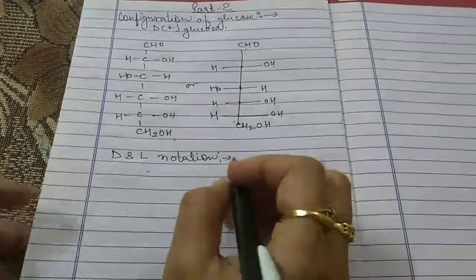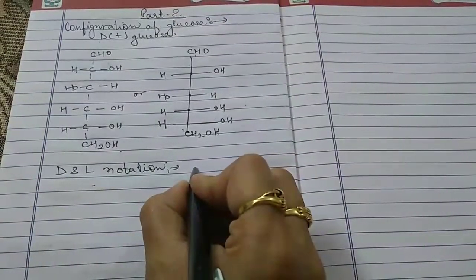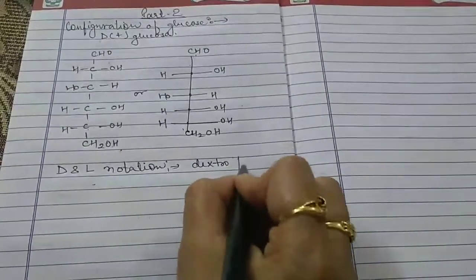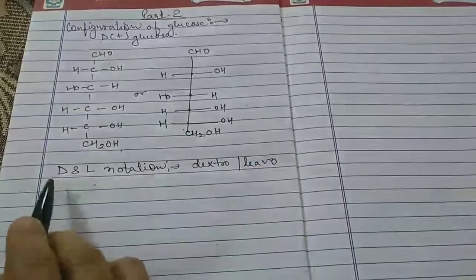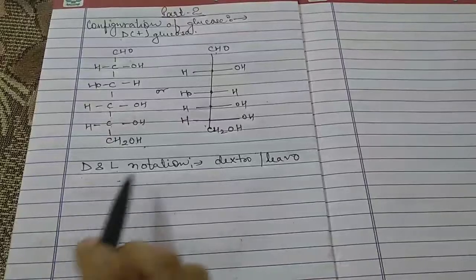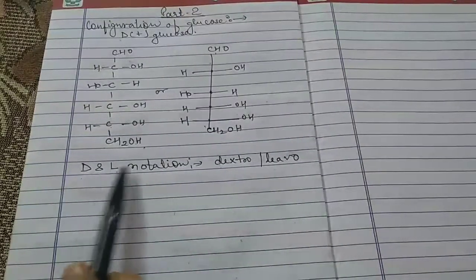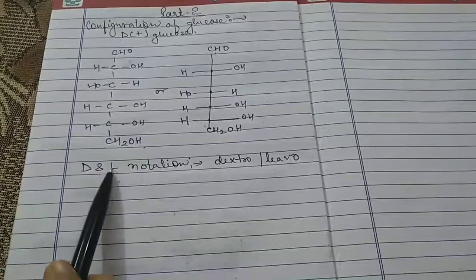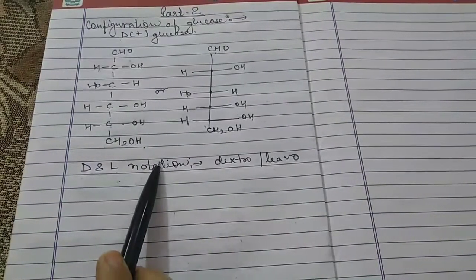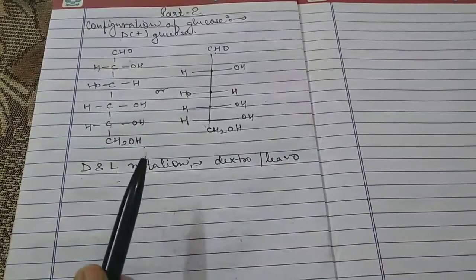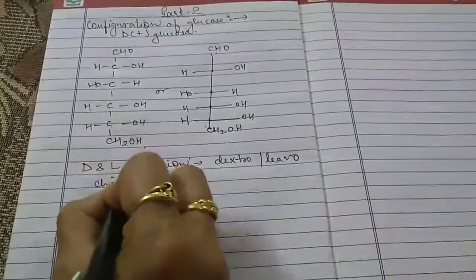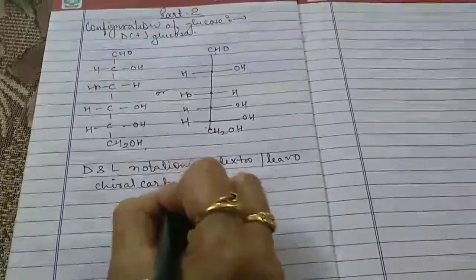If we discuss optical activity, we know that one is dextro and another one is levo. So D and L do not stand for dextro and levo. They represent the relative position of the atom. D and L represent the relative position of the atom or the group around the chiral carbon atom. Now here we use the term chiral carbon.